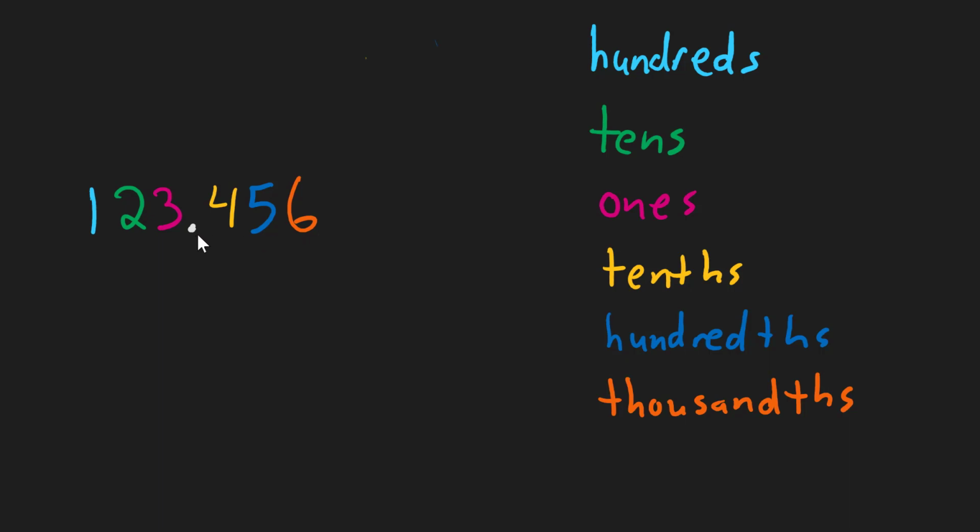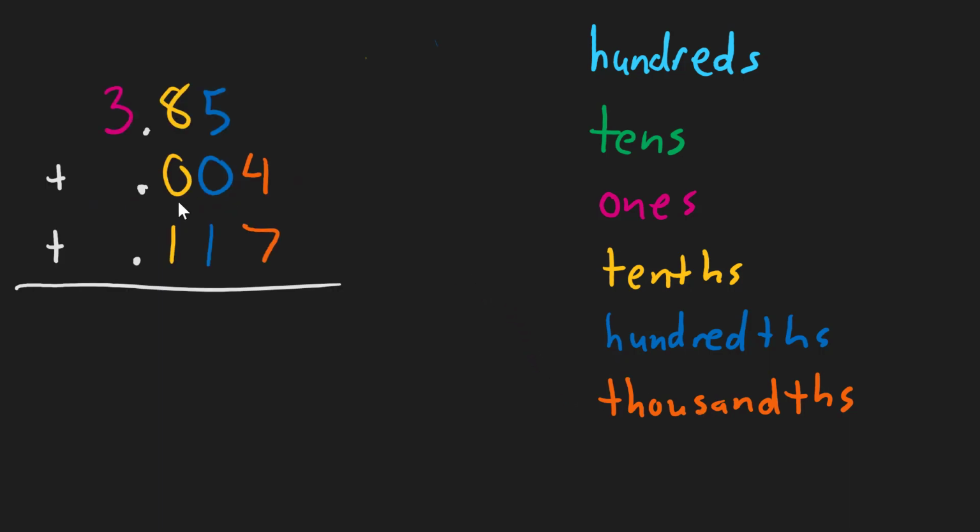And anytime you're dealing with a decimal value, the word is going to end in "ths", like tenths, hundredths, thousandths. So this 4 is in the tenths place. Notice there's no such thing as a oneths place. There's a ones place, but not a oneths place. It goes straight to the tenths place. And then this 5 is in the hundredths place, and this 6 is in the thousandths place. So hopefully that helps you with recapping some terminology.